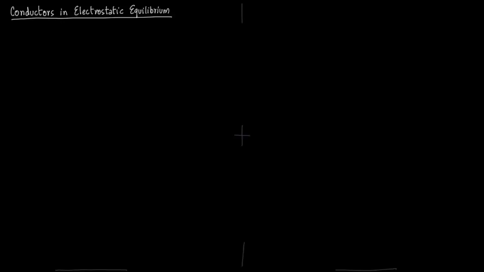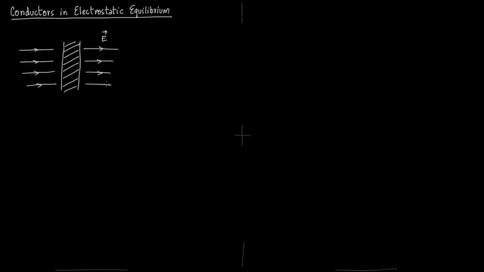We now talk about conductors in electrostatic equilibrium. So say you have a conductor. It could be a steel plate, a metal plate, or an aluminum plate, and it is placed in an electric field. Notice the direction of the electric field. It is going from left to right. Electric field always comes out of the positive charge and goes towards the negative charge.